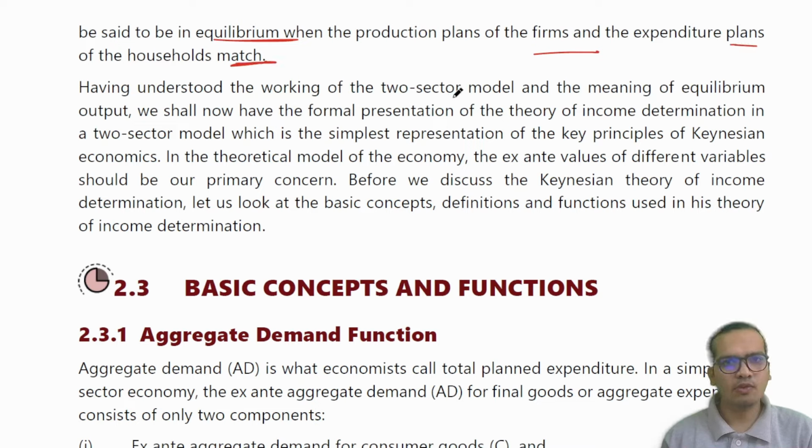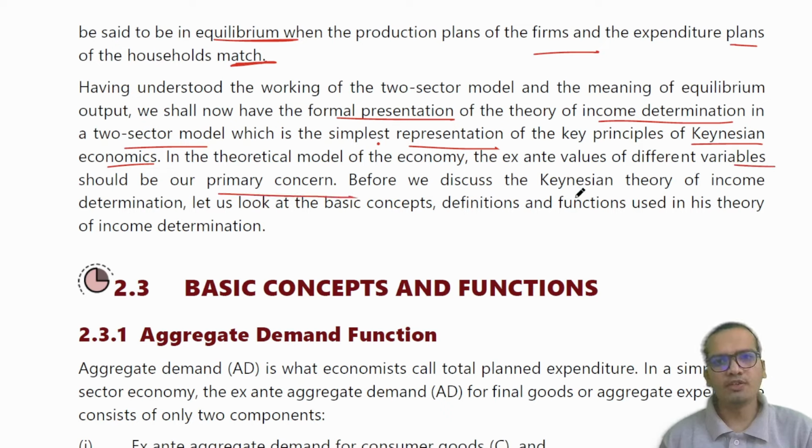Having understood the working of the two sector model and the meaning of equilibrium output, we shall now have the formal presentation of the theory of income determination in a two sector model, which is the simplest representation of the key principles of Keynesian economics. In the theoretical model of an economy, the ex ante value of different variables should be our primary concern. Before we discuss the Keynesian theory of income determination, let us look at the basic concepts, definitions and functions used in this theory.